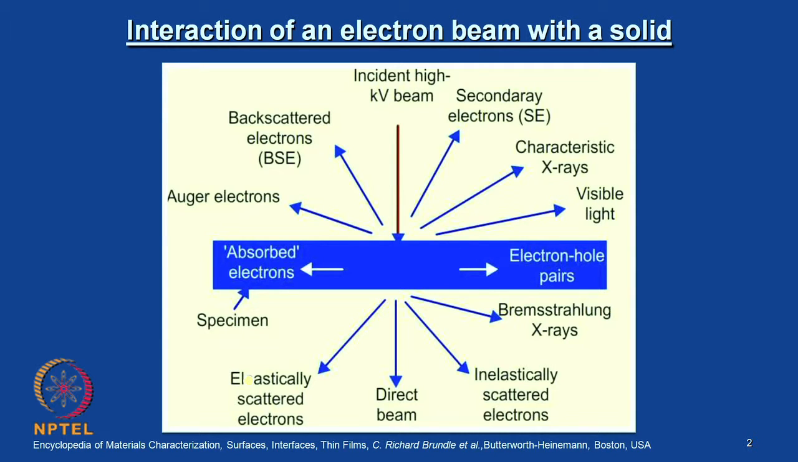Within this volume of the sample, what we have written is absorbed electrons. That means some electrons are being absorbed by the specimen, and some of them generate electron hole pairs, and then you see secondary electrons, characteristic X-rays, visible light, and then you have backscattered electrons, elastically scattered electrons, a direct beam, inelastically scattered electrons, and then Bremsstrahlung X-rays.